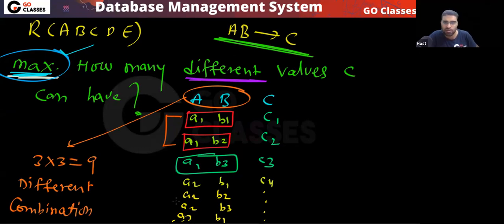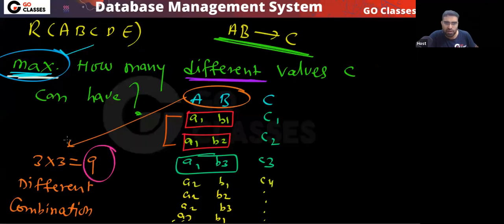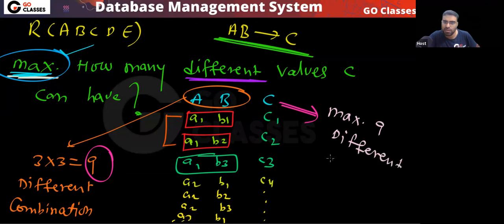Because A has 3 values, B has 3 values. This is already given to you in the question. Maximum 3 different values for A, maximum 3 different values for B. So they have a total of 9 different combinations. Total 9 different combinations are there for AB. So for C, how many different values are possible? 9. So I can say maximum 9 different values are possible for C.